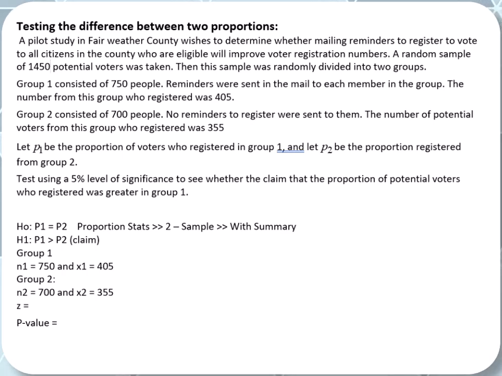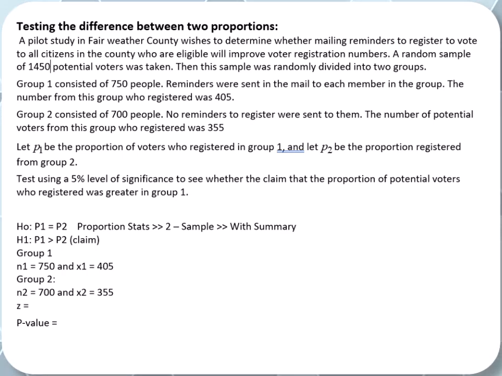A random sample of 1,450 potential voters was taken. Then this sample was randomly divided into two groups. Group 1 consisted of 750 people. Reminders were sent in the mail to each member in the group, and out of the 750, 405 registered to vote. Group 2 consisted of 700 people.